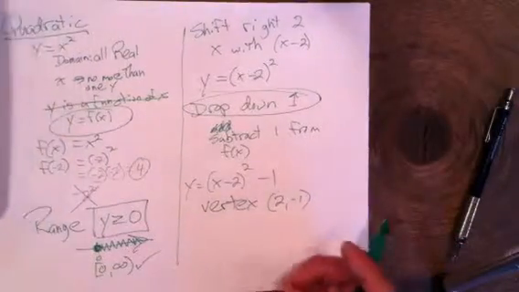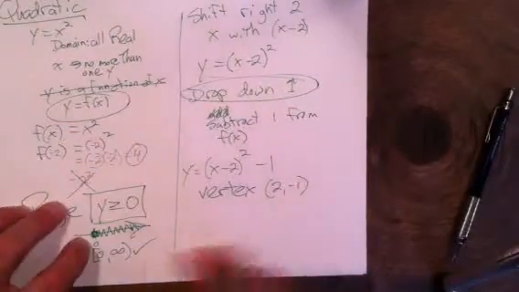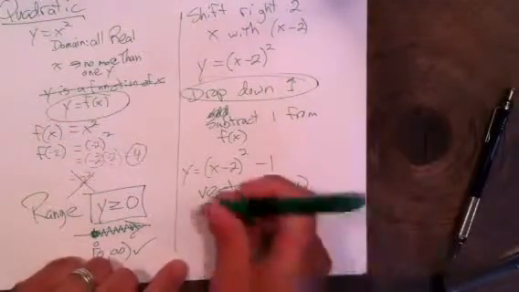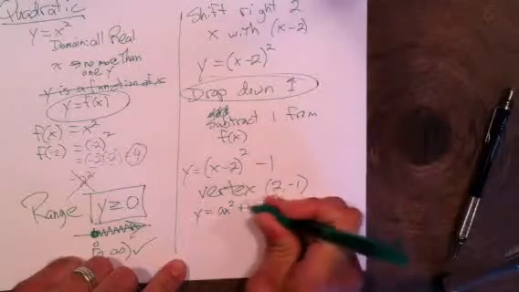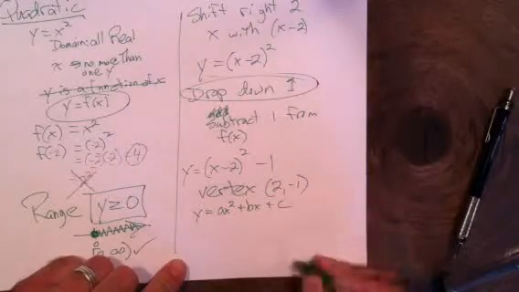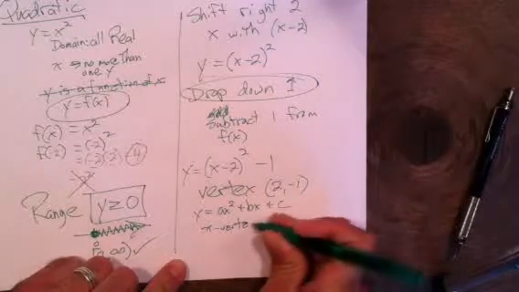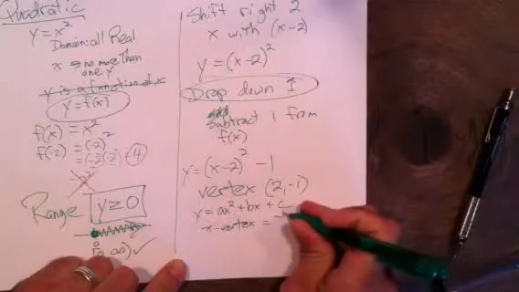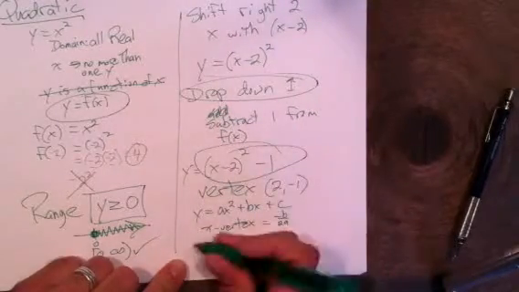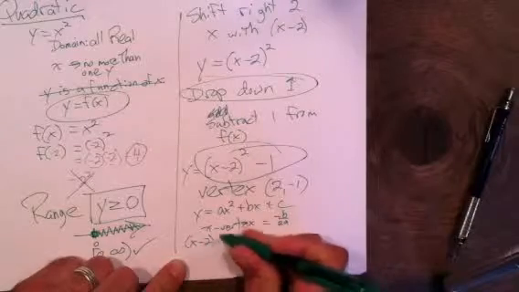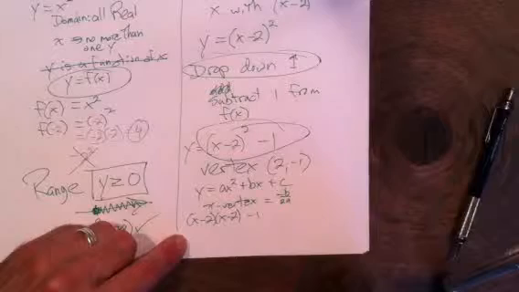Well, think way back to Math 95, quadratic formula. Part of that said if you had something that looks like ax squared plus bx plus c, the x value for the vertex is going to be negative b over 2a. Well, that means I have to multiply that out. X minus 2 times x minus 2, then subtract 1.